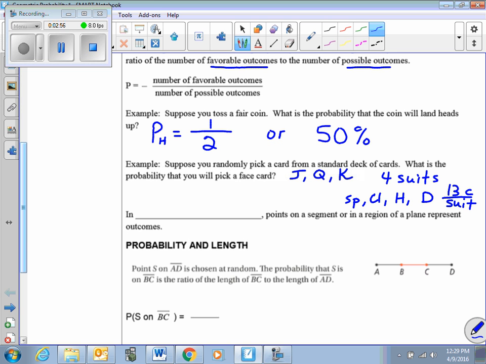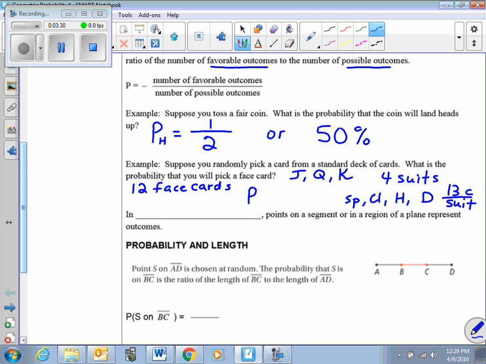So each suit has a jack, a queen, and a king. I've got 4 suits, 3 face cards per suit, so I've got a total of 12 face cards, right? That would be my favorable outcome. If I randomly have this deck of cards spread out and I randomly pick a card, there are 12 favorable outcomes because there are 12 face cards.